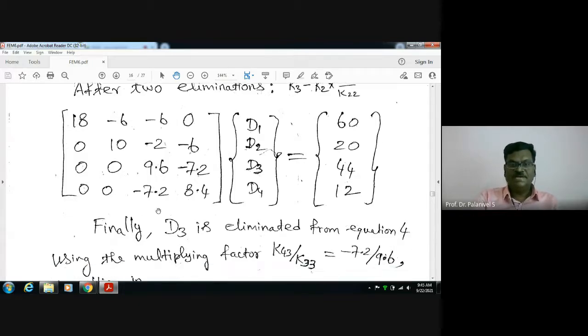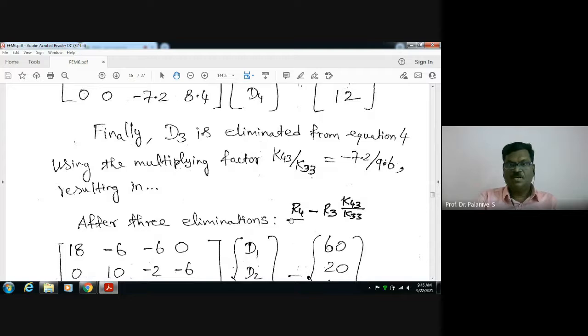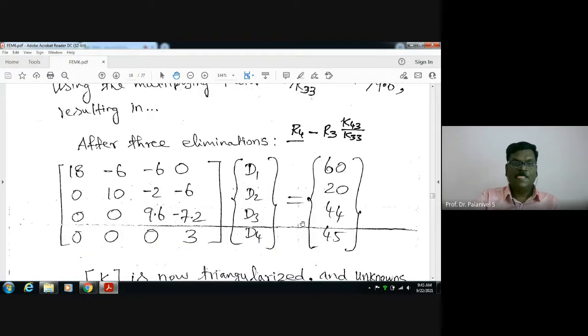Okay, how do you write it in the notation form? R4 underline minus R3, row 3 to be multiplied, no. So in the R4 place you have to substitute. That's why R4 underline minus R3 into K43 by K33. You are multiplying row 3 by this factor and subtracting it from row 4, and you are writing that value in row 4. That's why I underline here. Okay, so thus I made this also 0. It has been eliminated. D4 is eliminated here by making this 0.